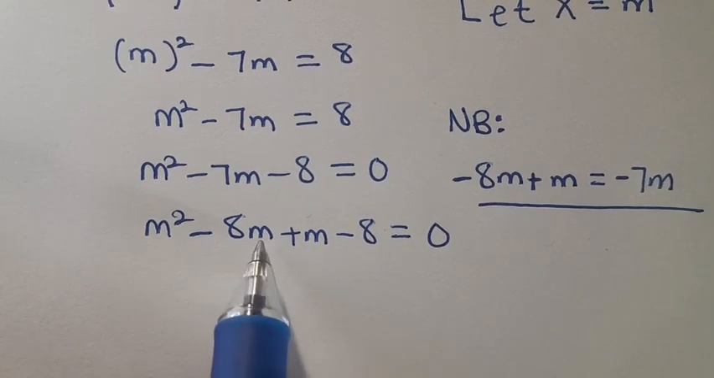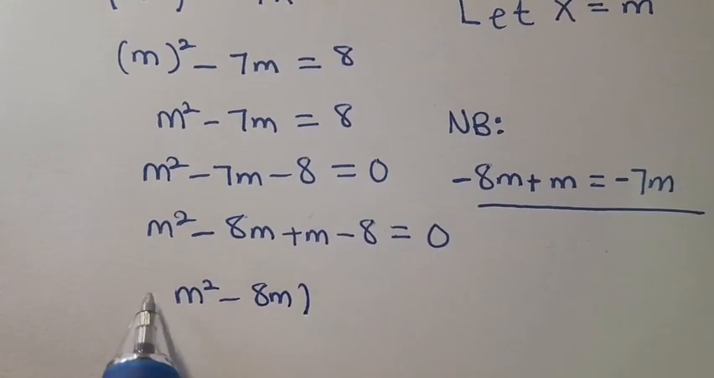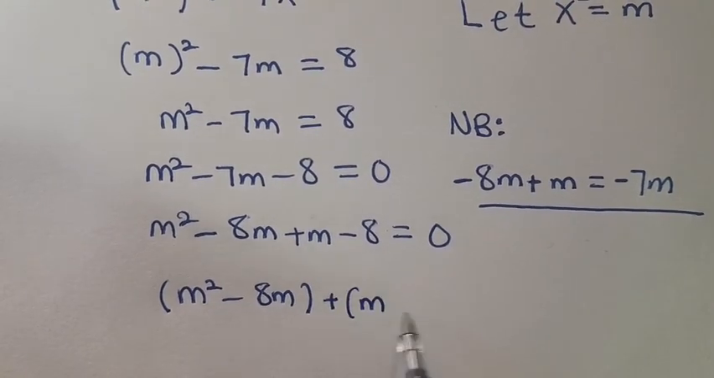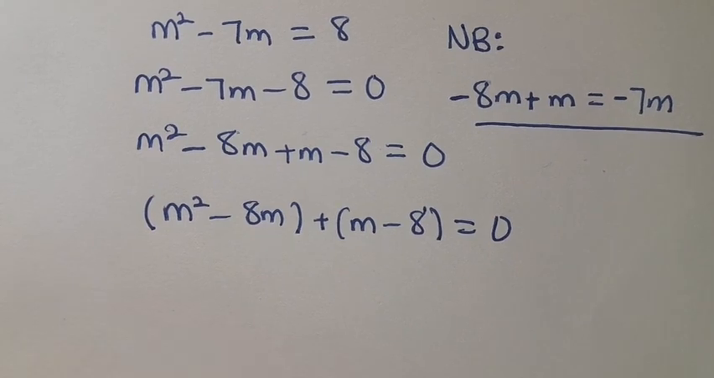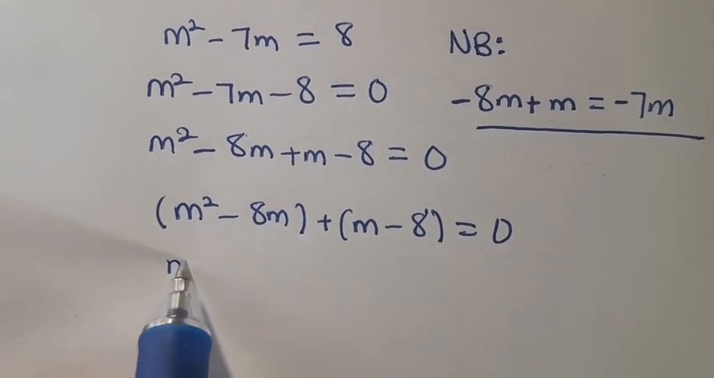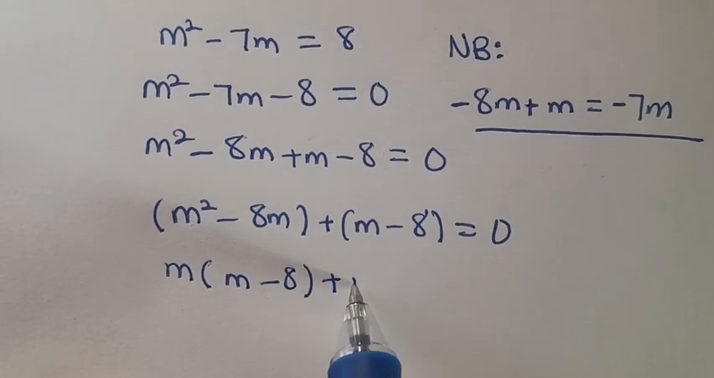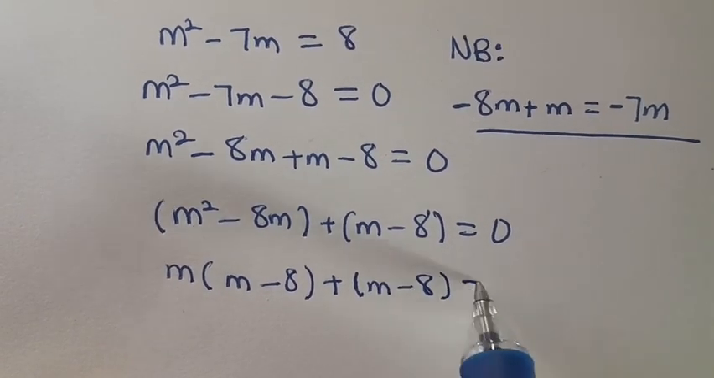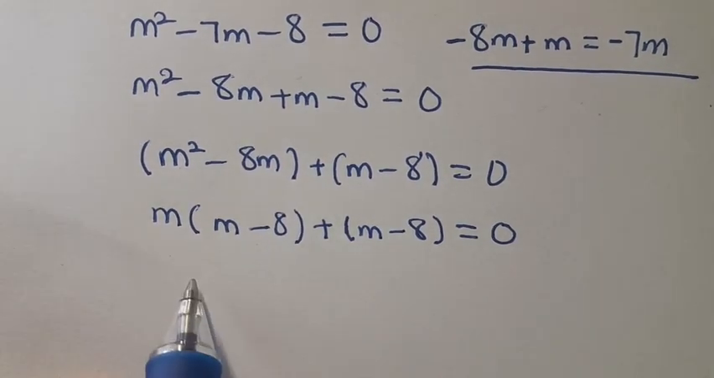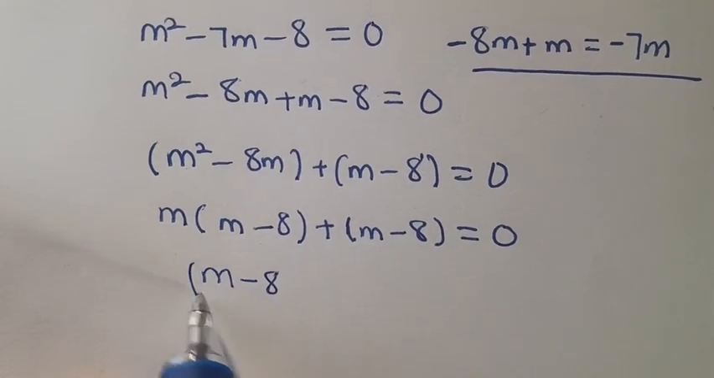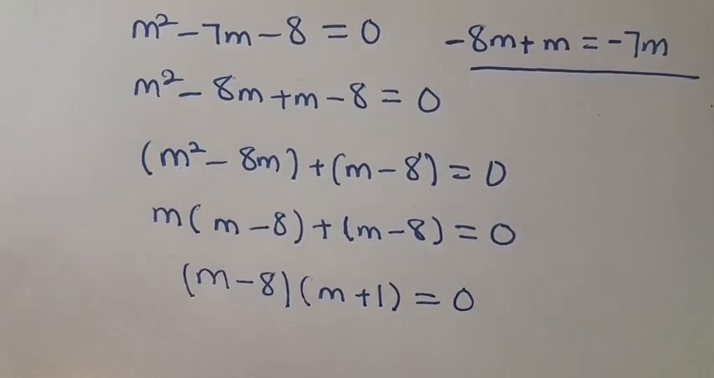Now let's package this together and this together. We have m squared minus 8m all in brackets, then we have plus m minus 8 equals 0. So guys, we have m in common here. We can have it to be m out, then this will be m, this one will be minus 8, plus m minus 8 equals 0. m minus 8 is common. Let's factor it out to be m minus 8. Then we're going to have it to be m plus 1 equals 0.